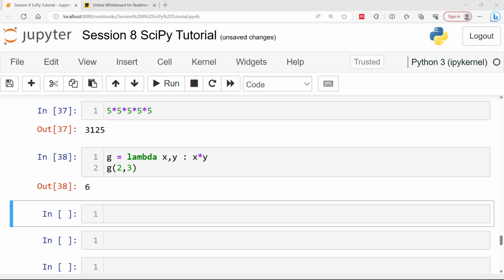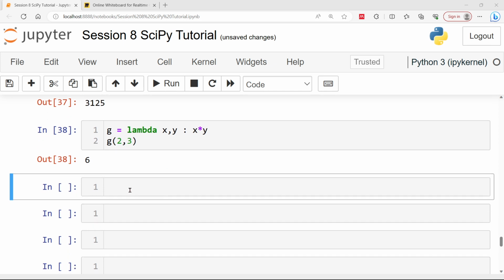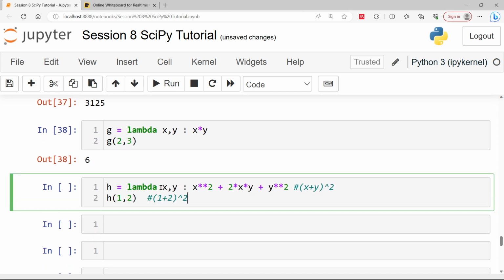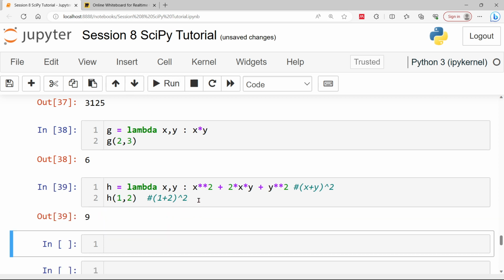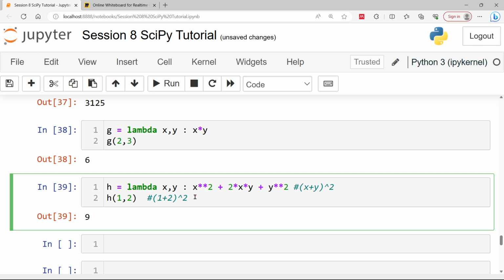We can go for a more complex part inside the lambda. So here we have x comma y. These two terms will be passed into the x plus y whole square. So here we have x raised to power whole square, or 3 raised to power 2. So this will be 9, right? So you can create multiple complex functions also, right?